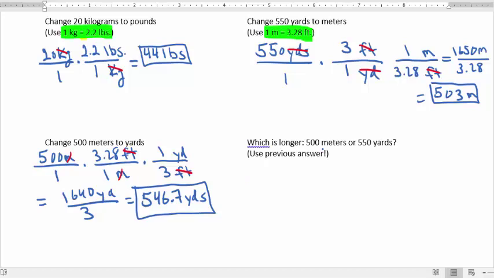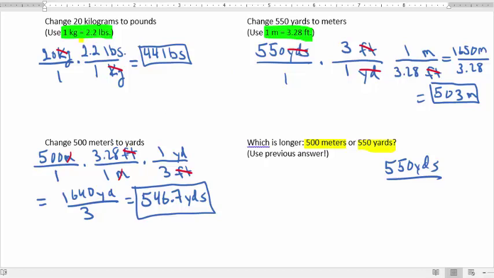And then this final question on this page here, I don't need to do any work for anymore. That's why it says use previous answers. You can pick which one you want to use. Which is longer, 500 meters or 550 yards? Well, if we look at the one above, we saw that 550 yards was 503 meters. So 550 yards is actually more than 500 meters. They're very close, but 550 yards is slightly greater.